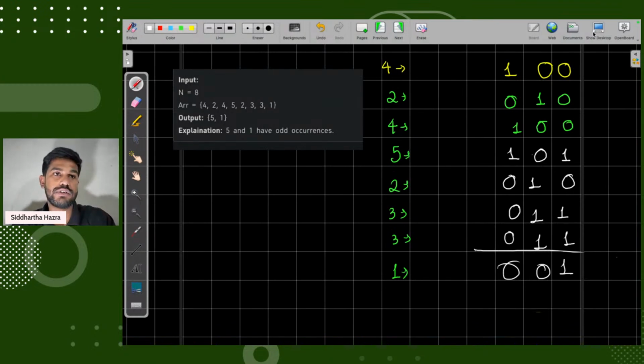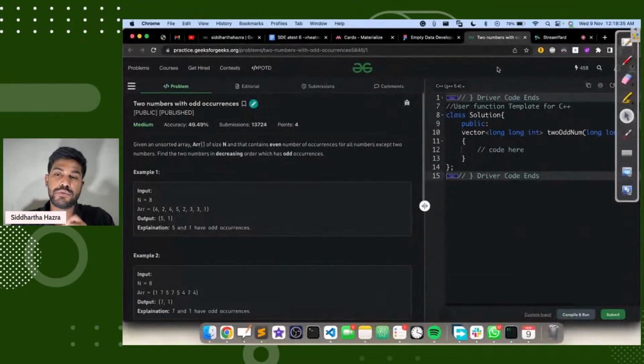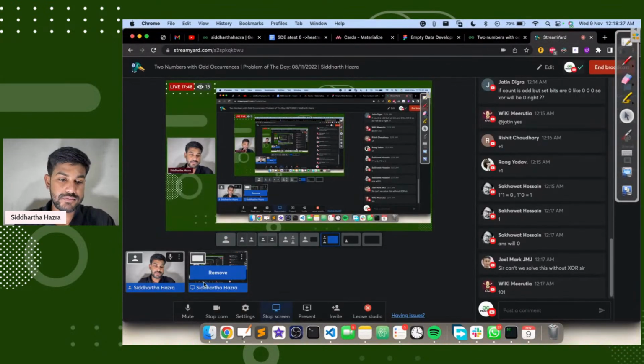Okay, like if there is only one element that is present in the array, give me a quick one, and then we will move forward. Quick one.